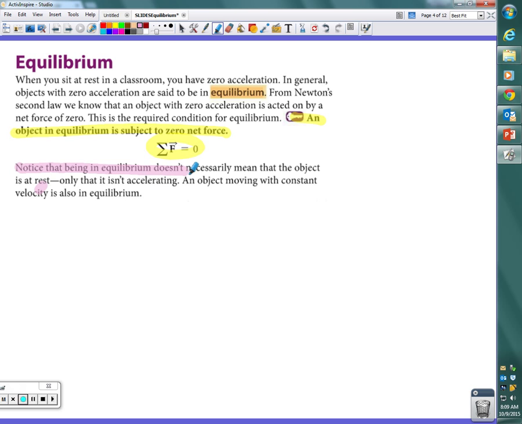Notice, being in equilibrium doesn't necessarily mean that the object is at rest. So equilibrium can look one of two ways. An object that's at rest is in equilibrium, but also objects that are moving with constant velocity are in equilibrium as well. If we drew free body diagrams for an object at rest and for an object moving with constant velocity, regardless of if it's sideways or up or down, free body diagrams will look very similar to each other because net force has to be zero. Okay? Good there? All right.